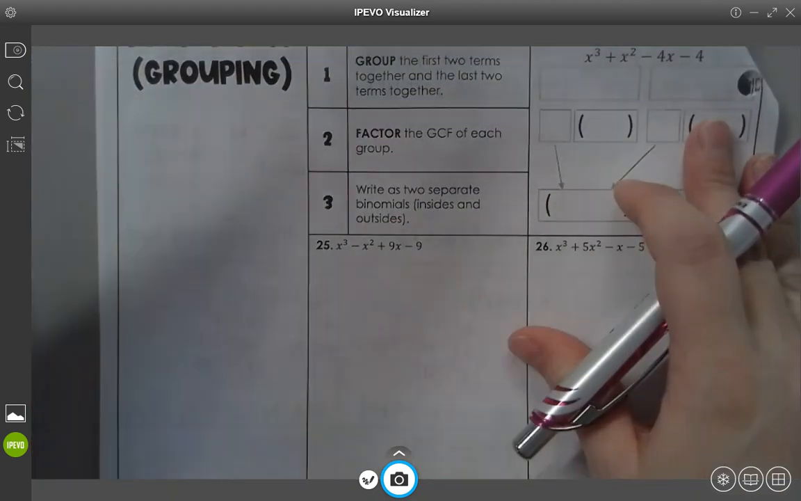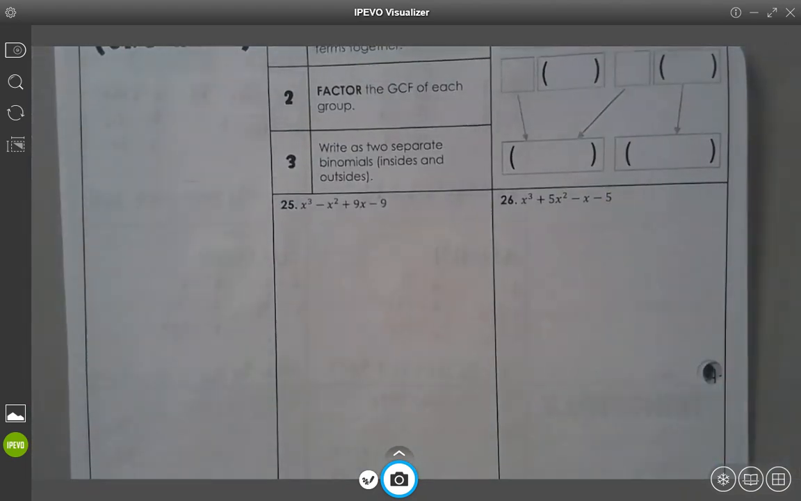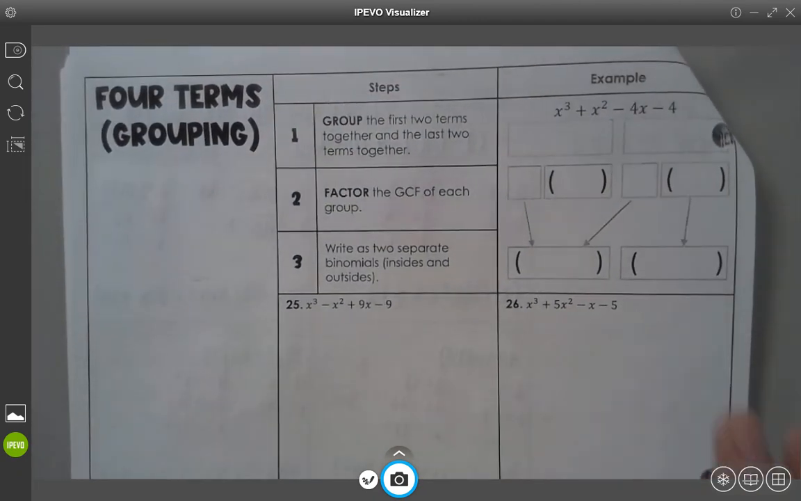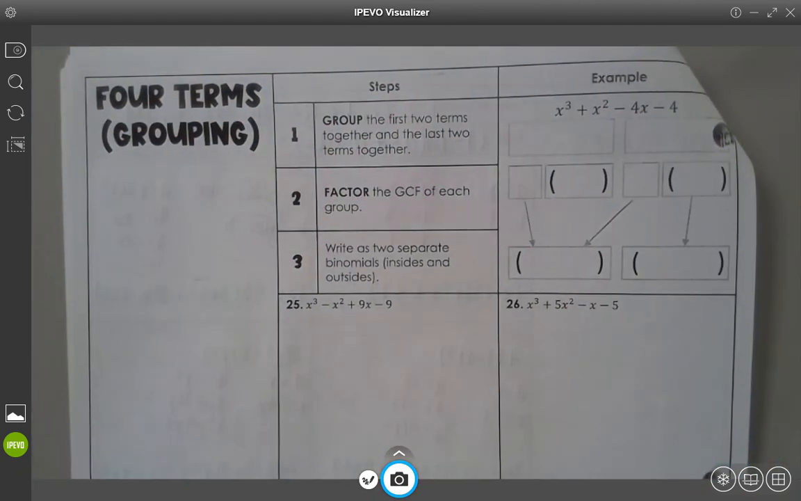Go to the back and do grouping. Grouping is what we use when we have 4 terms. So difference of squares, sum and difference of cubes is 2 terms. The trinomials that we just did is 3 terms. And we do grouping when there are 4 terms.